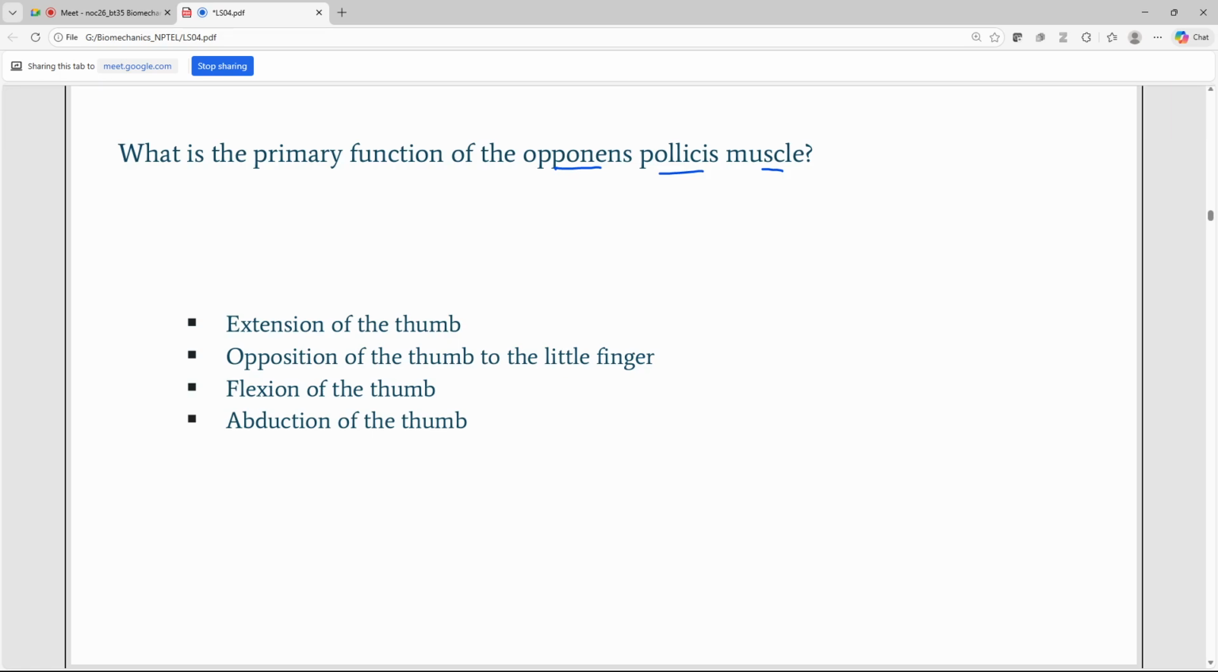Okay, option B is our answer. It is opposition of thumb to the little finger. So the word opponens itself gives it away. From that word itself, you can easily figure out the function of opponens pollicis muscle. And this oppositely placed thumb is the one virtue by which humans can do a lot of things, which none of the other animals have.